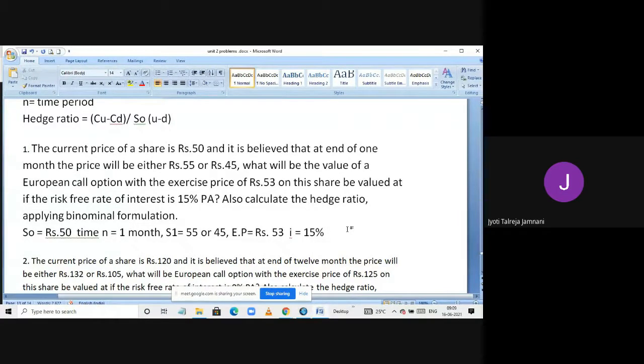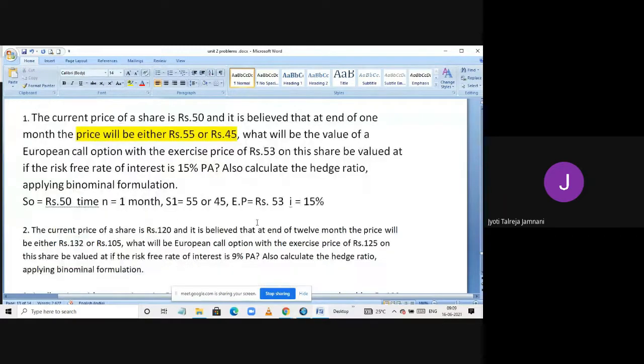Now remember one thing, sometimes in the question paper they will not tell you which model to apply. You have to see, if they give you this kind of question, the price will be either 55 or 45. So if they give you upper limit and lower limit, then it is always the binomial model. And if they ask you to do Black-Scholes model, in that they will always give you standard deviation. Here nowhere is standard deviation given. That means this is not Black-Scholes model. And upper and lower limit of share prices are given. That means it is the binomial model. If they don't mention apply binomial model, this is how to understand.